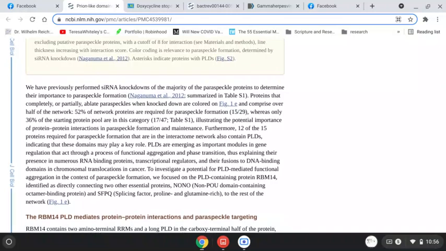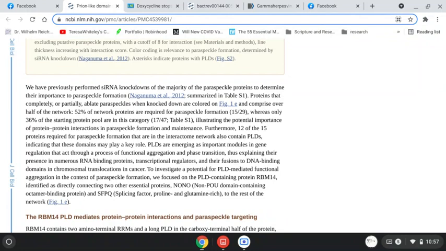We had previously performed short interfering RNA knockdowns of the majority of the paraspeckle proteins to determine their importance to paraspeckle formation, summarized in Table S1. Proteins that completely or partially ablate paraspeckles when knocked down are colored in Figure 1E and comprise over half the network. 52% of the network proteins are required for paraspeckle formation, whereas only 36% of the starting protein pool are in this category.